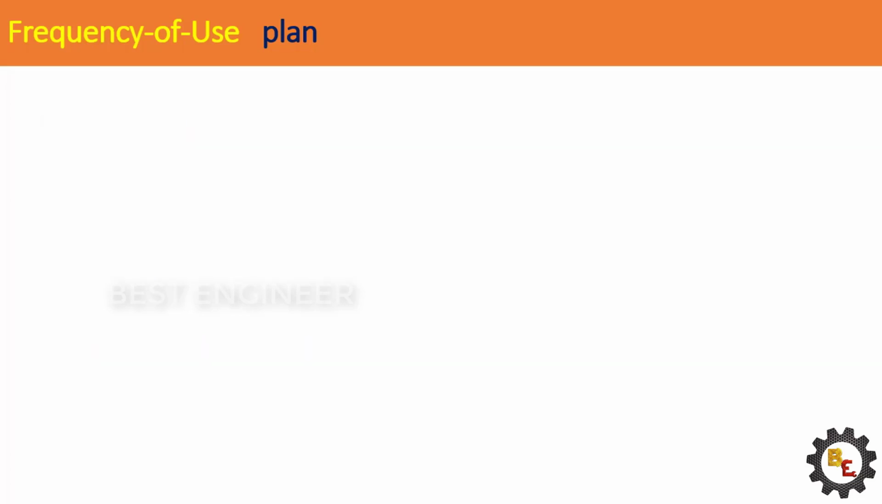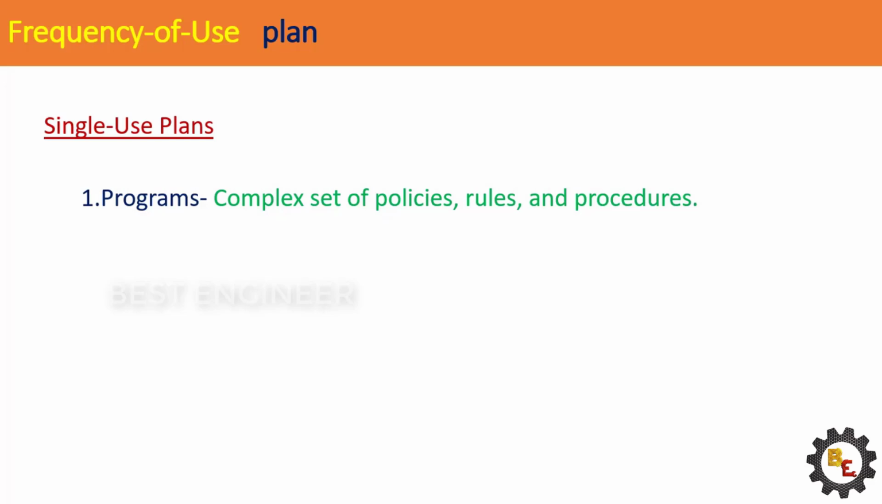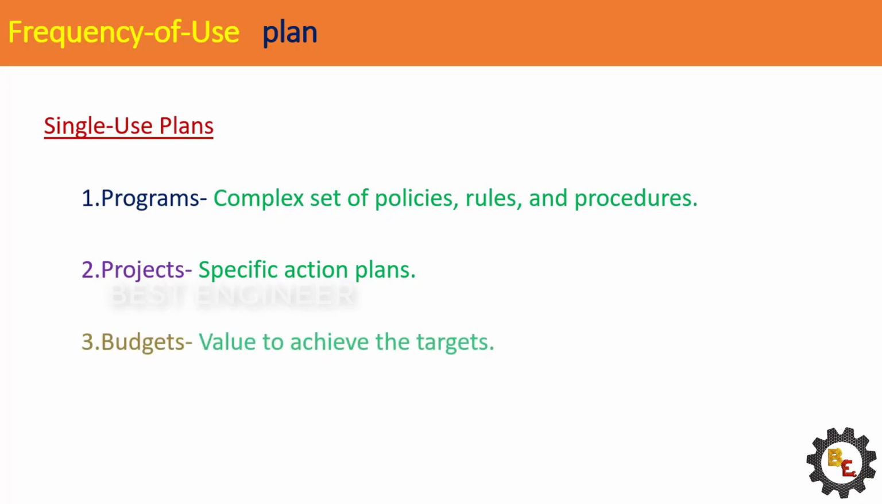Next, single-use plans. Programs. A program is a complex set of policies, rules, and procedures necessary to carry out a course of action. Then, projects. Projects are specific action plans created to complete various aspects of a program. Then, budgets. Budget plans are expressed in terms of numerical value to achieve the targets.